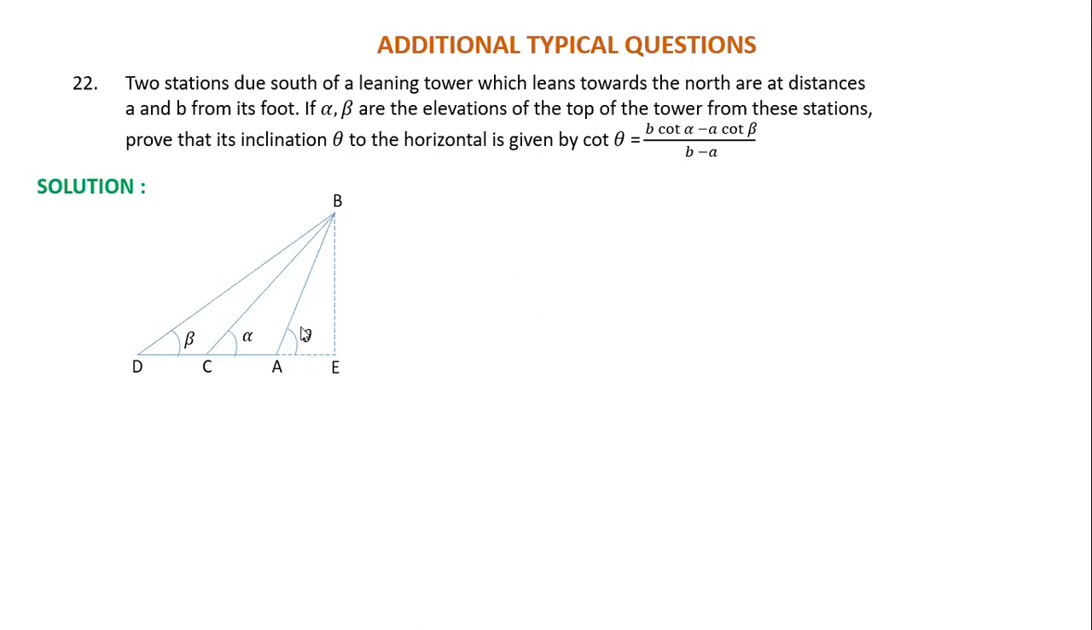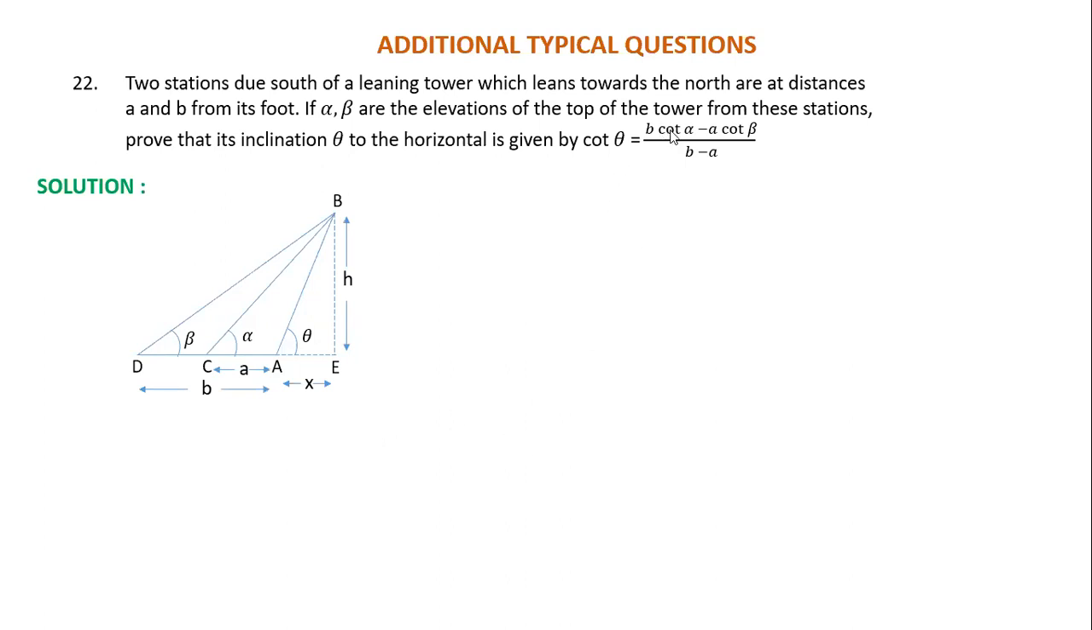Now you have to find the inclination theta to the horizontal. That means cot of this angle should be given by this. Cot theta is what is asked. So let this be A, this be B, and this distance be X. The first station is at a distance of A, the second at a distance of B. And let this be H.